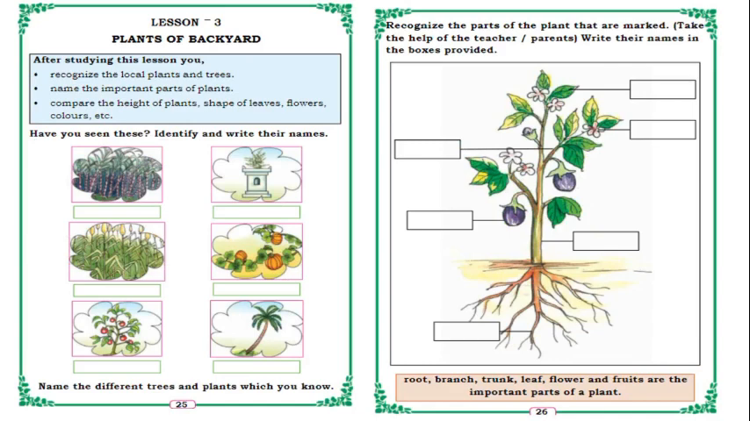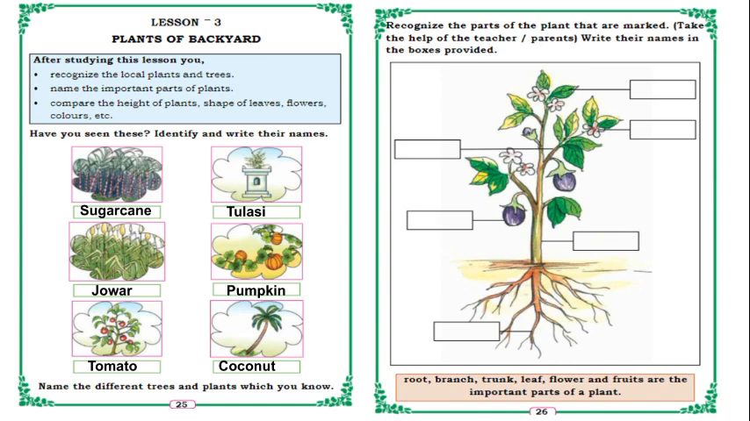So one question is there. We have to write the names of these plants. If you saw these plants, then only you have to write. So what is the first one? That is sugarcane. Next, tulsi, jowar, pumpkin, tomato, coconut. Isn't it? Yes, usually we all see these types of plants. Yes, no? So next, name the different trees and plants which you know.